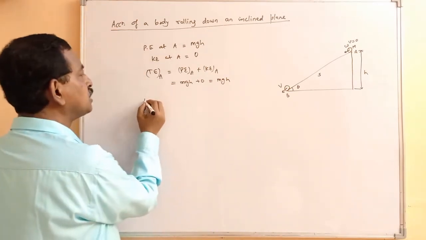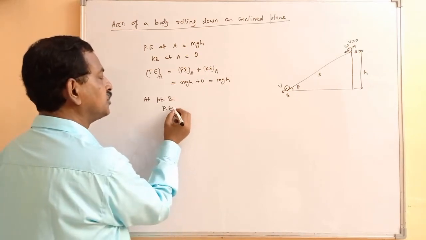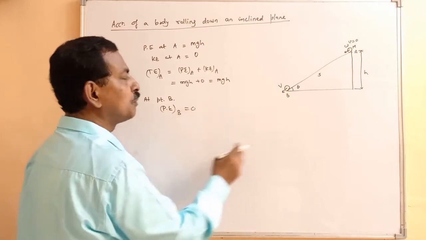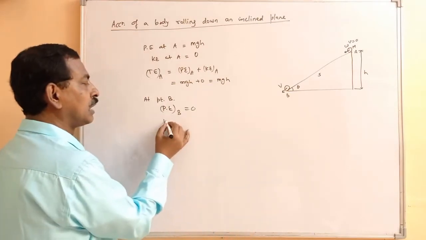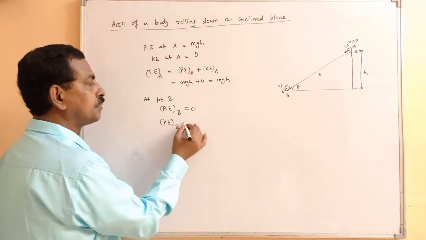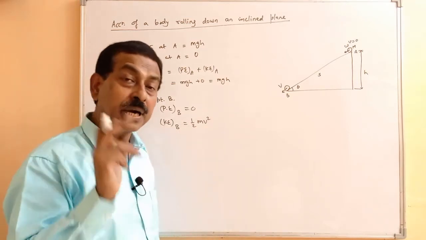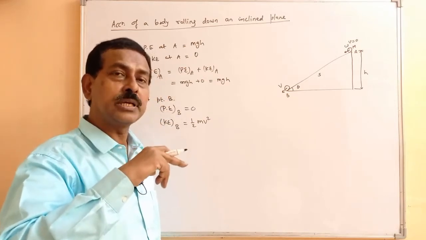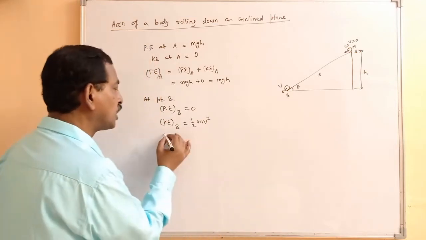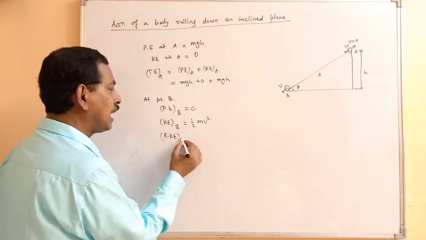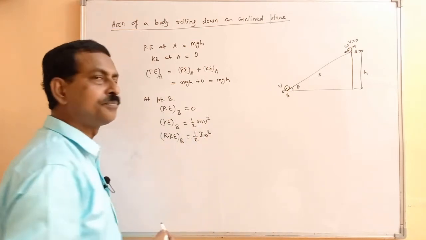Now at point B, what is the potential energy at point B? This is 0 because it has reached here and this is our reference level. So it is 0. Kinetic energy at B is half mv square. But as the body is rolling down the inclined plane, it will also have rotational kinetic energy. So rotational kinetic energy at B, this is how much? This is half I omega square.